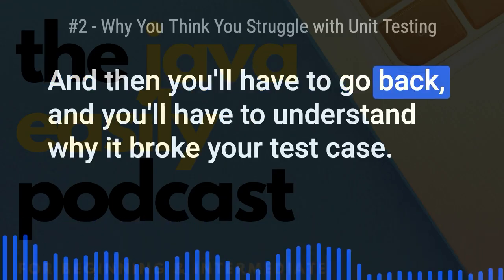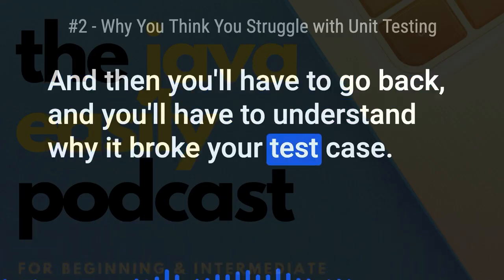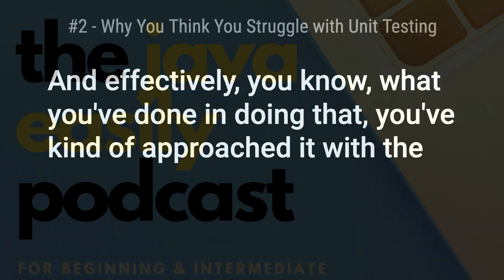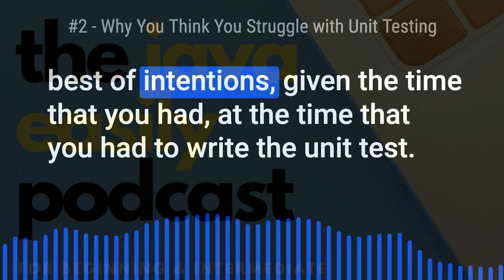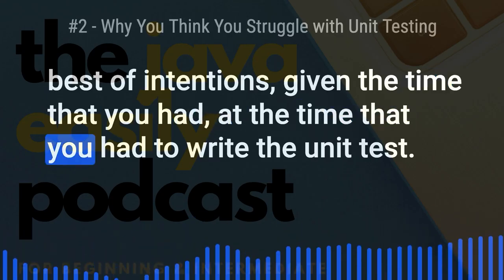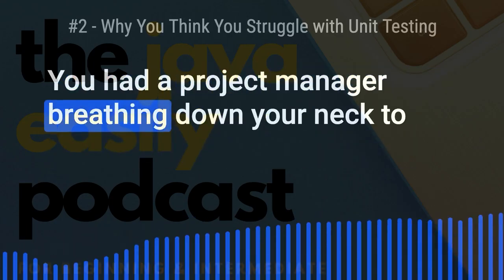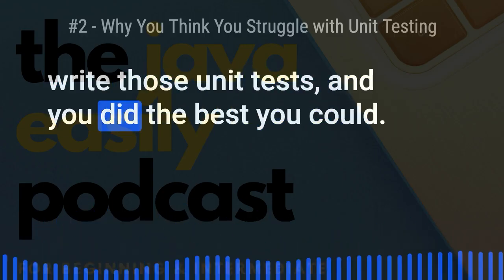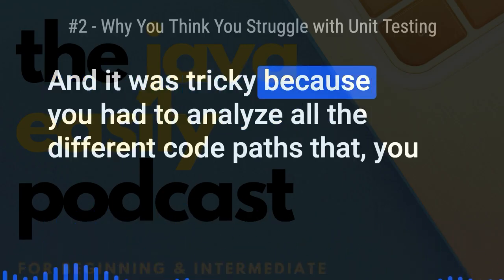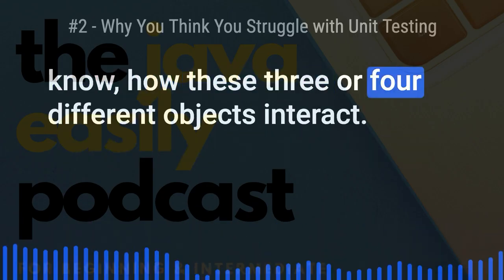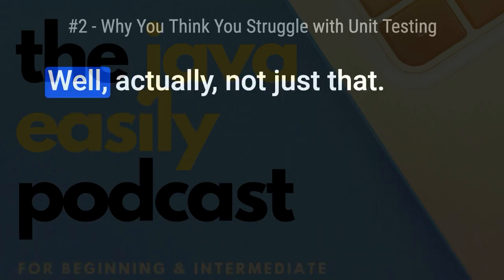And then you'll have to go back and understand why it broke your test case. Effectively, you approached it with the best of intentions, given the time that you had at the time that you had to write the unit test. You've done the best you could do. You had a project manager breathing down your neck to write those unit tests, and you did the best you could. And it was tricky because you had to analyze all the different code paths, how these 3 or 4 different objects interact.